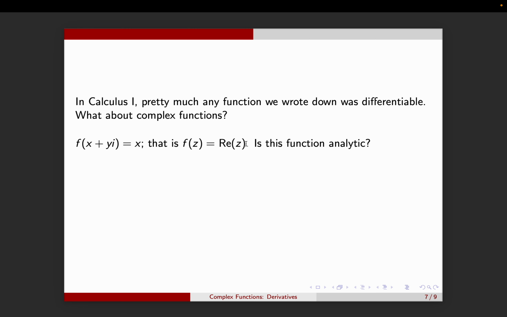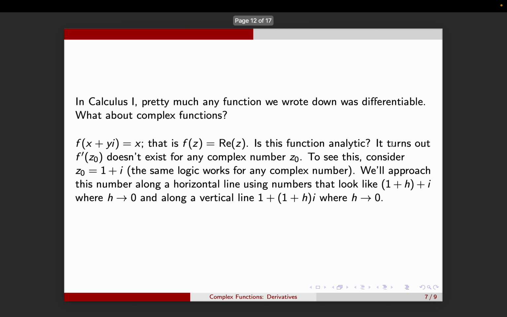Again, if we were in class, I would be scanning your faces to make sure that you agree with me that this is about as tame a function as you can write down. There's nothing wacky here. I'm not putting something piecewise here, or doing sine of log of absolute value or something. It's pretty tame, and it was easy to write down. So shouldn't this function have a derivative? Is this function analytic? Surprisingly, the answer is no.